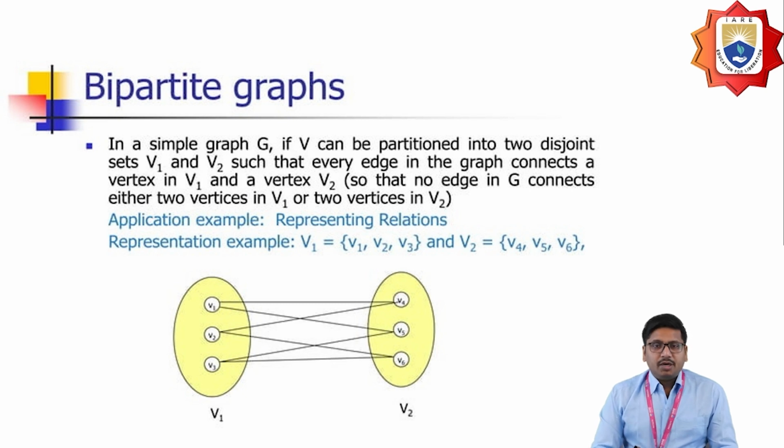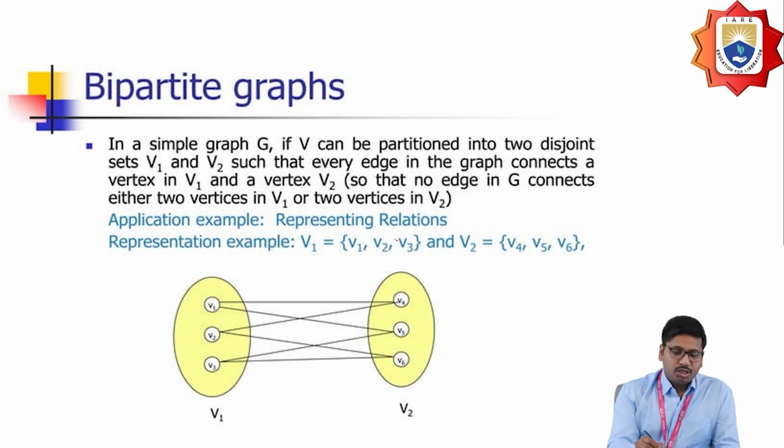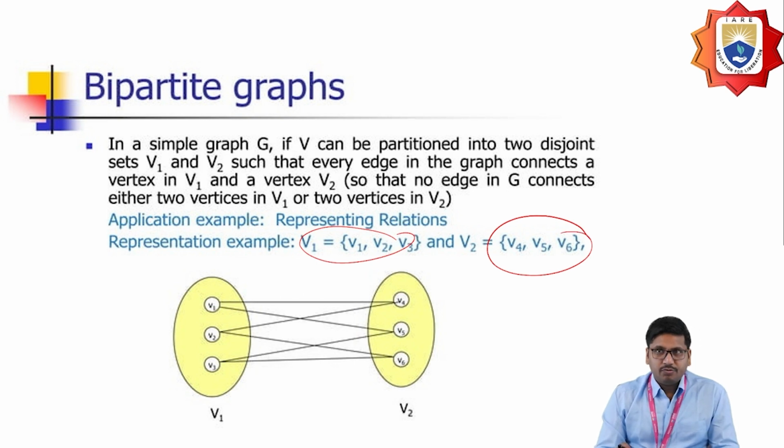The next one is a bipartite graph. So what is a bipartite graph? Normally in a simple graph, if we partition the vertices into two sets, then every edge of the graph connects a vertex in one set to a vertex in the other. So if I consider a set of v1, v2, v3, and another set of v2, v4, v5, and v6, whenever there exists a path between the two vertices, then I can say this is an example of a bipartite graph.